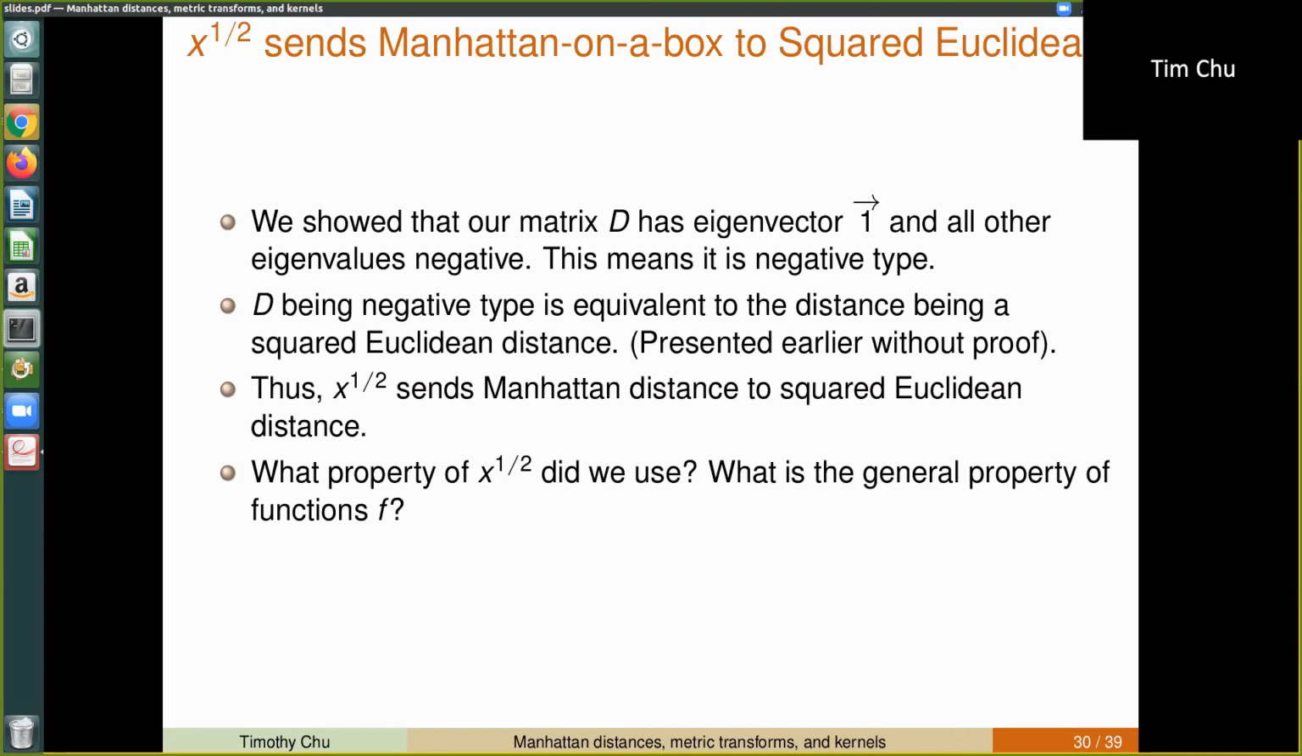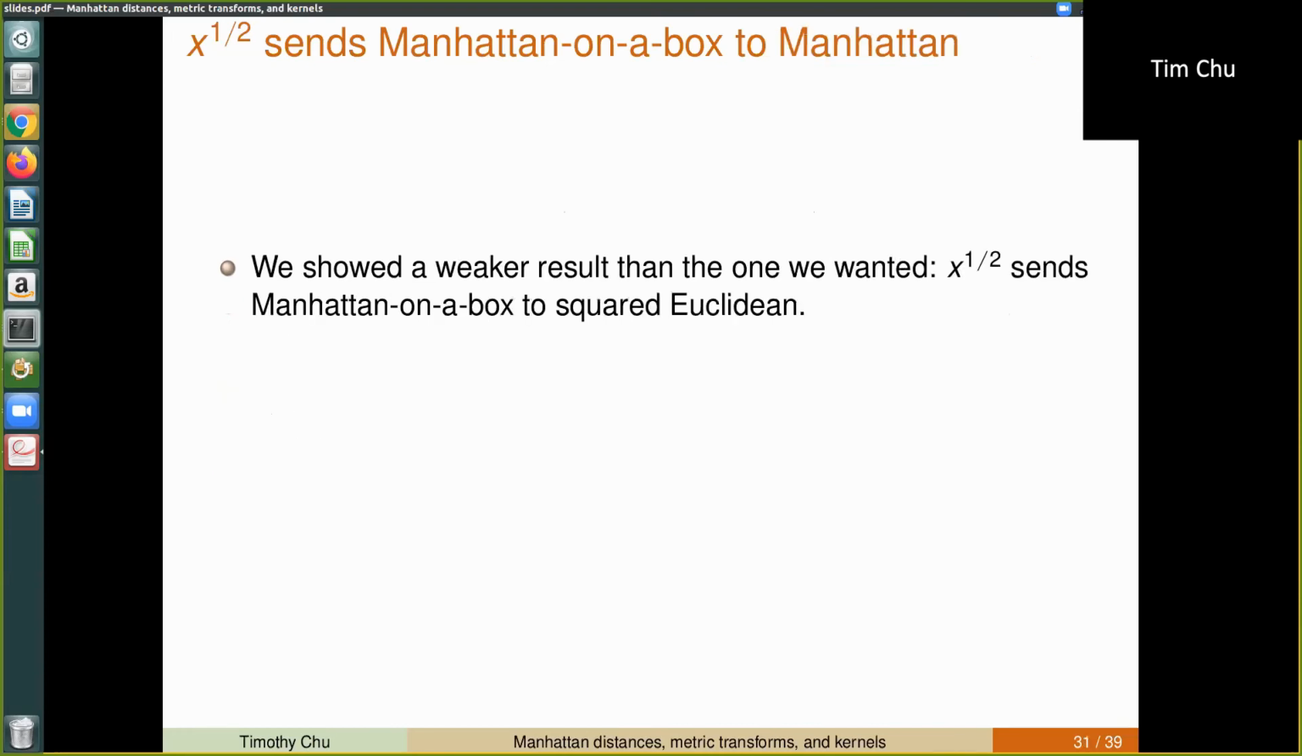And such a function is known as a Bernstein function. Bernstein functions are deeply related to large areas of mathematics, but we won't worry about that too much here. Just know that the key property we used is that the derivatives after the first derivative alternate in sign for all positive x. So this shows a weaker result than the one we wanted to. What we showed is that if you take the corners of a box in whatever dimension and apply square root of x, this sends this Manhattan distance to a squared Euclidean distance.